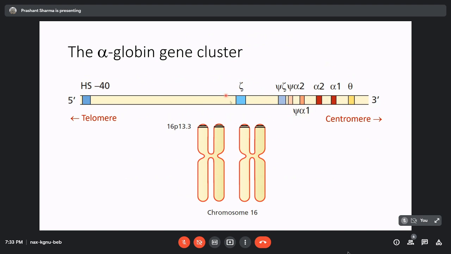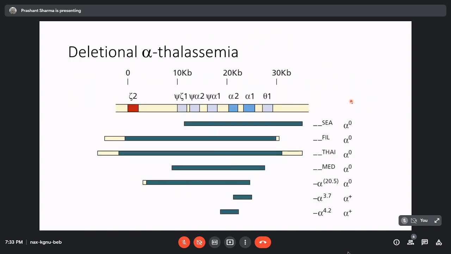And we can see within this there is the zeta chain, then there are these three pseudo genes, we call them the psi zeta, the psi alpha 2, and the psi alpha 1. And then we have the actual genes, the alpha 2 and alpha 1. Out of these, the alpha 2 is the major producer. It produces about 70% of the output of the alpha globin, and alpha 1 is the relatively minor partner, and then we have the theta gene.